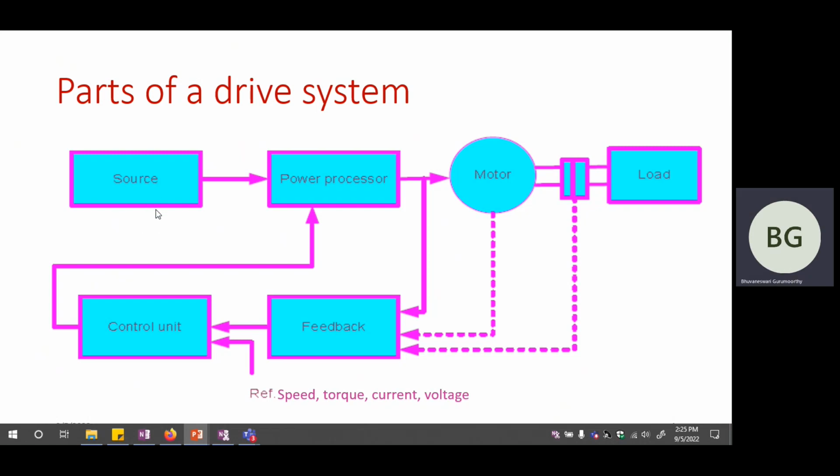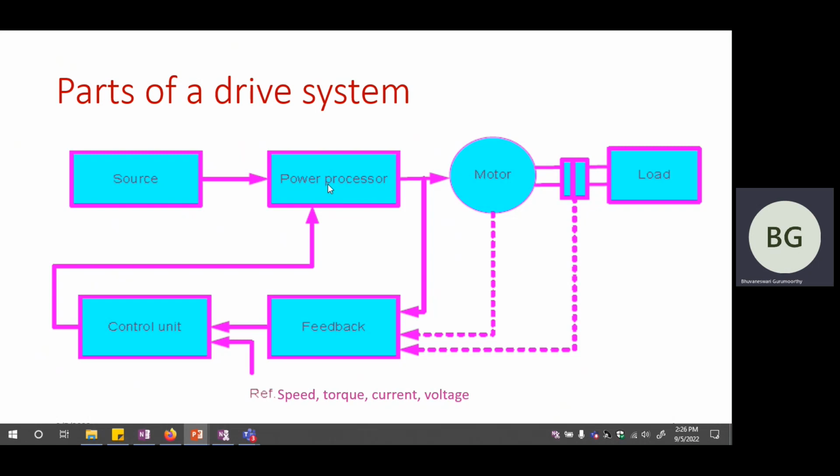These cannot be changed. Now, if I want the motor to get maybe 110 volts DC or 220 volts AC, or some other variable frequency, variable magnitude AC, in that case, I will need a power electronic converter sitting in between. So I will have a power processing unit which is sitting in between the source and the motor.